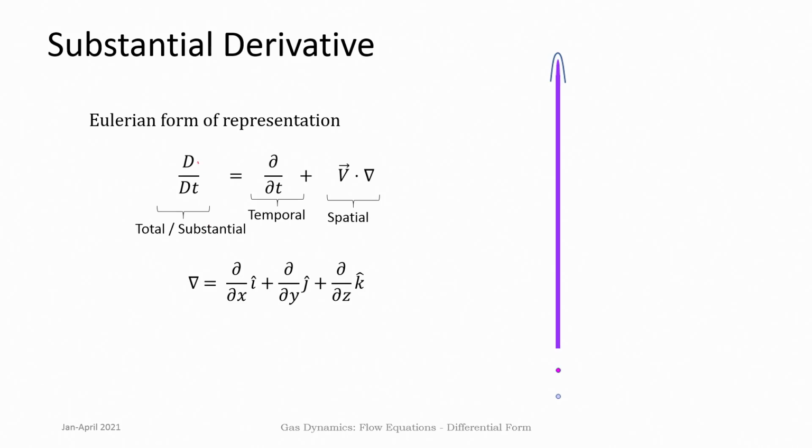So, these two frames can be related to each other through the definition of the total or material derivative, consisting of a temporal part and a spatial part. This is the Eulerian representation, while D by Dt on the left hand side is the Lagrangian representation. D by Dt, the total derivative or material derivative, is equal to this form, where v dot del is, for a Cartesian frame, u dou by dou x plus v dou by dou y plus w dou by dou z. This term comes out to be like this.